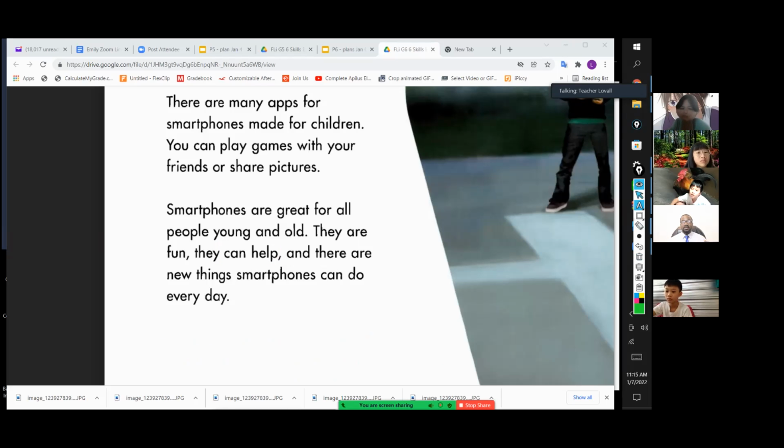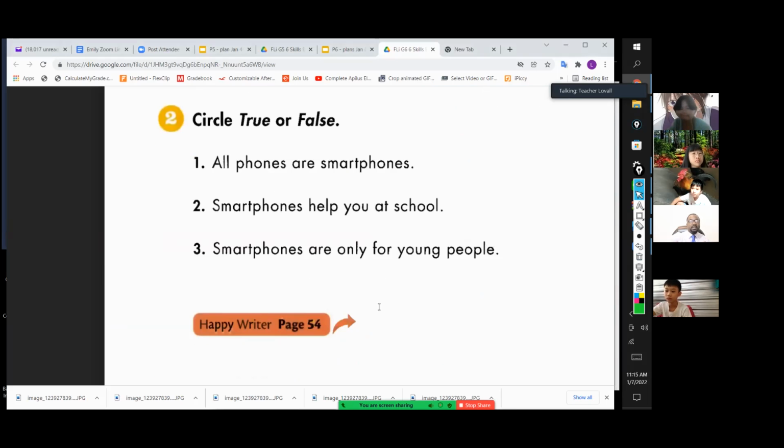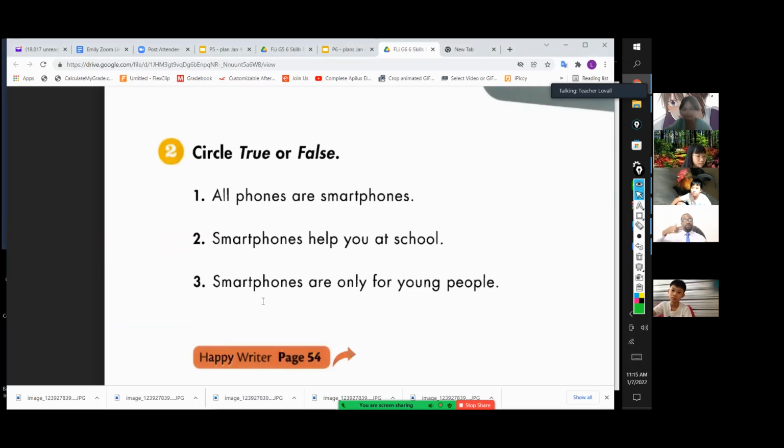Okay, and let's go down to the next part. Just to make sure we got it, I want you guys to help me circle either true or false. Let's make sure that you have the right answer in your book. For number one, the question is, all phones are smartphones. Is this true or false? Who can tell me? Bam, Oi, anybody? Are all phones smartphones? No? Okay, very good. So let's make sure we have false here. So false would be no.